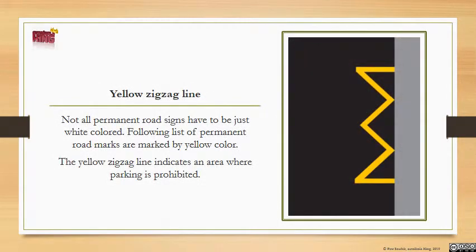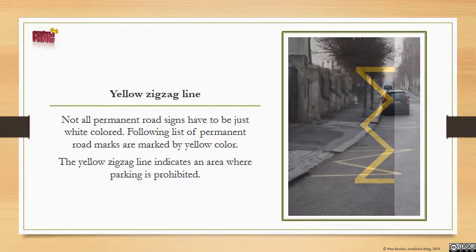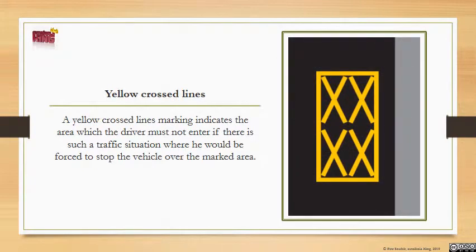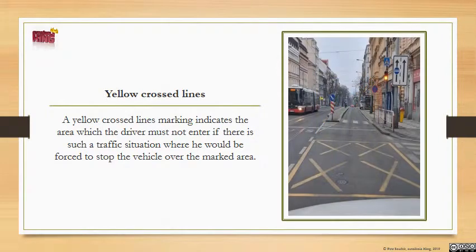Not all permanent road signs have to be just white colored. The following list of road marks are marked by yellow color. The yellow zigzag line indicates an area where parking is prohibited. Yellow crossed lines marking indicates the area which the driver must not enter if there is such a traffic situation where he would be forced to stop the vehicle over the marked area.